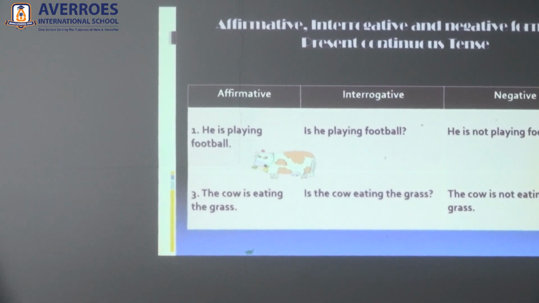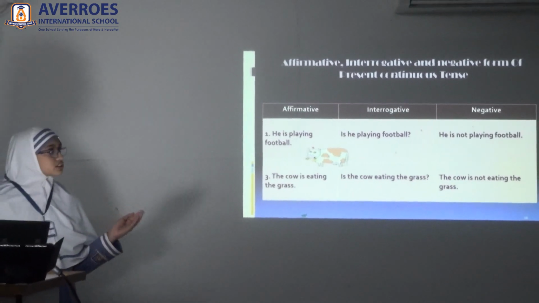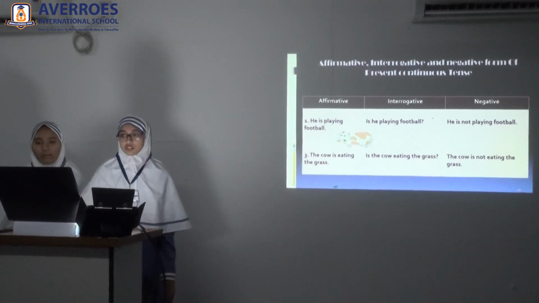2. The cow is eating the grass. The interrogative of this sentence will be: Is the cow eating the grass? The negative of this sentence will be: The cow is not eating the grass.